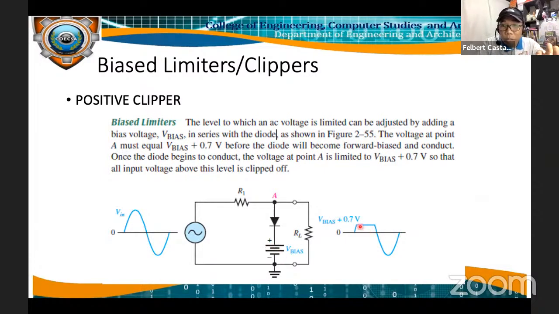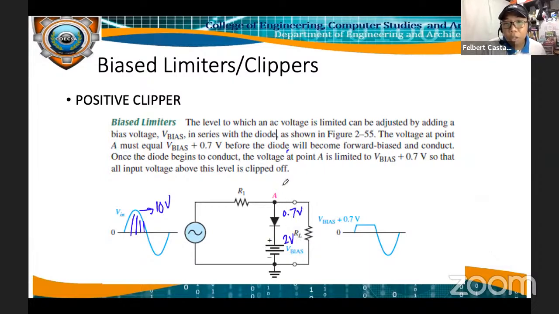So syempre, nakita mo naman yung level, di ba? Kunyari, V peak siya. Example tayo, maglagay tayo ng numerical value ng input natin. Say for instance, yung input natin is 10 volts ulit. Tapos yung bias natin, say for instance, 2 volts. Okay? So during the positive half cycle, positive 10 volts, gagana si diode, right? So meron kang positive 0.7 dyan.